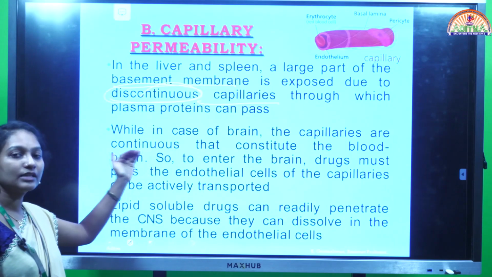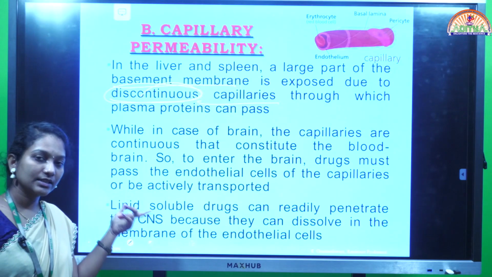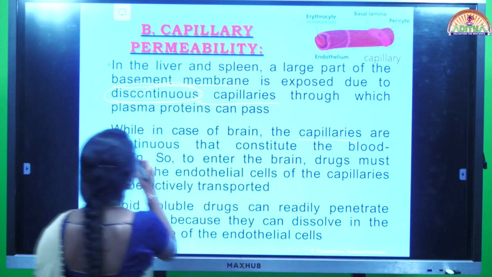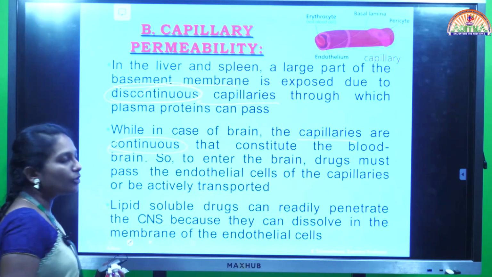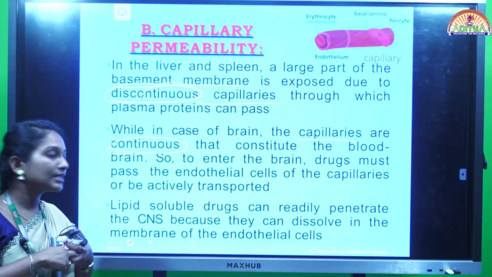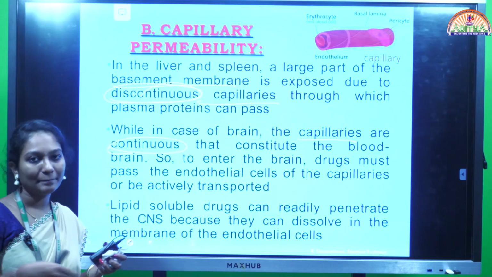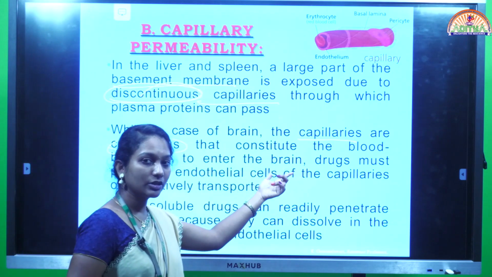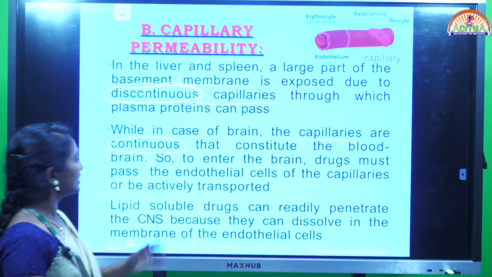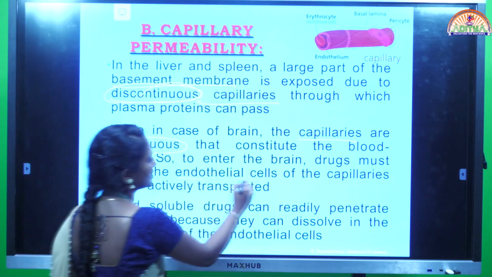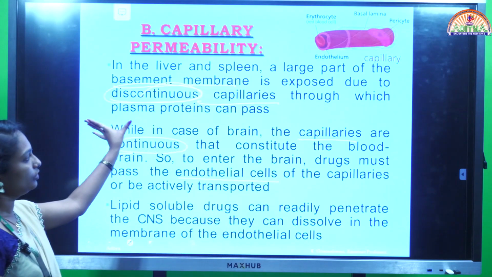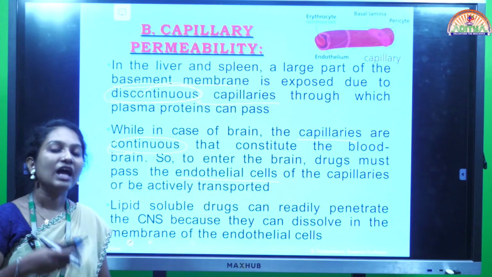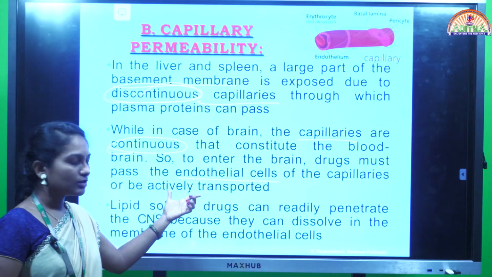Next, coming to the brain, the capillaries here are generally continuous. Because they are continuous, they form the blood brain barrier. So whenever the drug enters the brain, the drugs have to pass through these endothelial cells. Within these endothelial cells, they can pass either normally or through active transport.